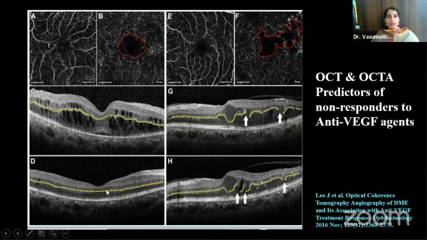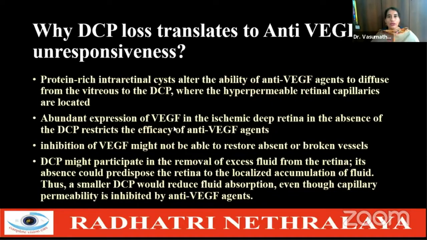and not much of a DCP distortion, and did very well following anti-VEGF, whereas this patient had discontinuity of the outer plexiform layer, and a DCP which was much more widely involved. So this patient did not do so well after anti-VEGF injections. And why? There are several reasons why the DCP loss translates to anti-VEGF responsiveness.